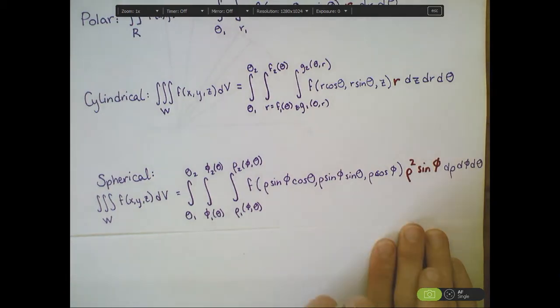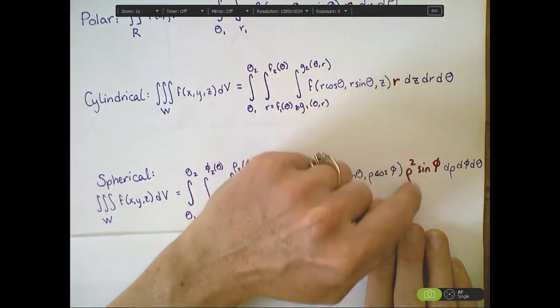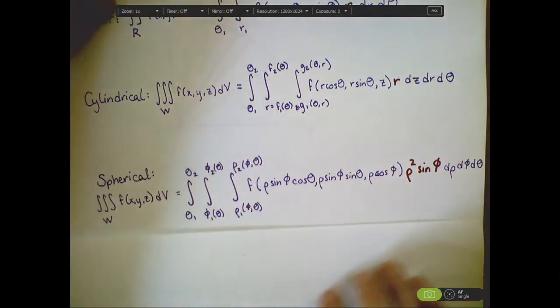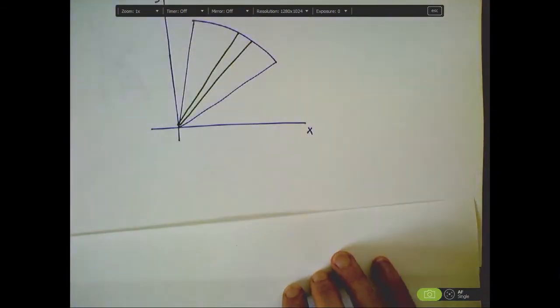What I am going to hold you responsible for is having a general idea of why this factor exists, the r and the rho squared sine phi, and also I want you to be able to apply these to be able to compute integration problems that you wouldn't otherwise. So let's get on to the theory. That was a lot of talk.